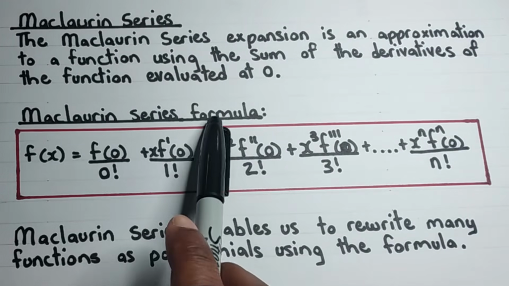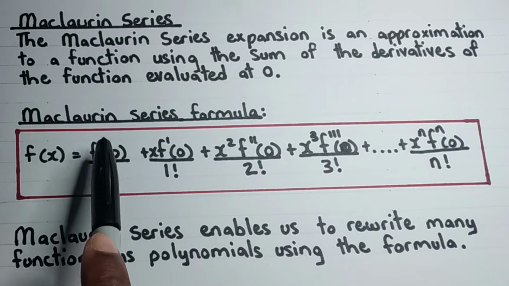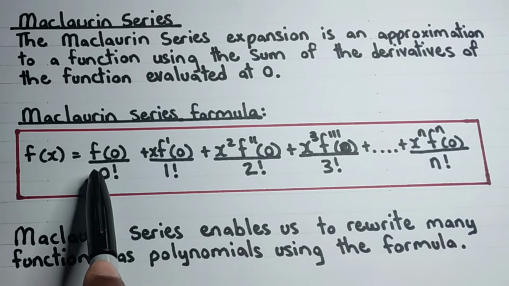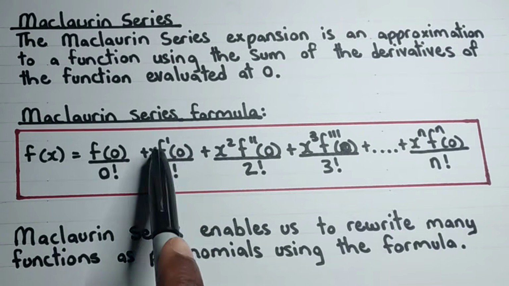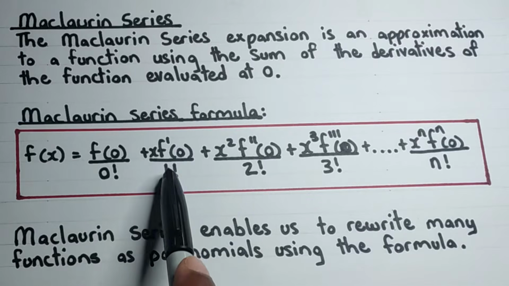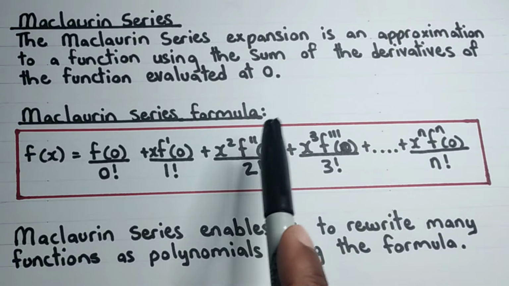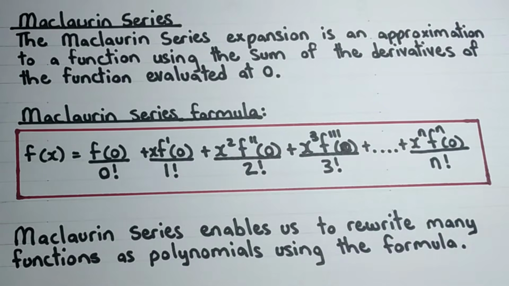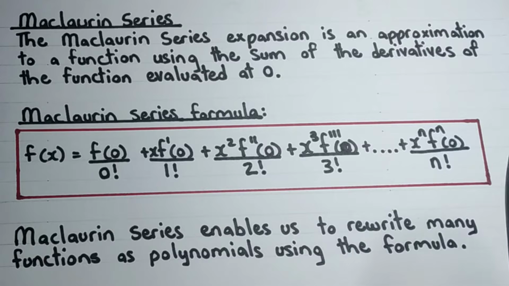So this is the Maclaurin series formula. According to this formula, f of x is equal to f of 0, so when you sub 0 into the f of x function, over 0 factorial, plus x times the first differential, when you sub 0 into the first differential, over 1 factorial, plus x squared times the second derivative, when you sub 0 into the second derivative, over 2 factorial. And we can continue this thing, alright? So we can carry out many iterations as it relates to the Maclaurin series, alright?